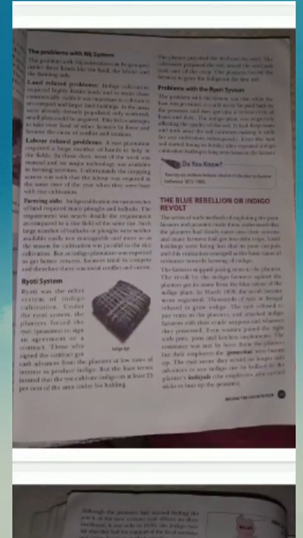The next system is the Rioti system. Rioti was the other system of indigo cultivation. Under the Rioti system, the planters forced the ryots to sign an agreement or a contract. Those who signed the contract got cash advances from the planters at low rates of interest to produce indigo, but the loan terms insisted that the ryot cultivate indigo on at least 25% of the area under his holding.